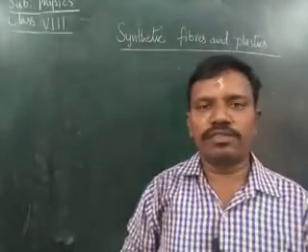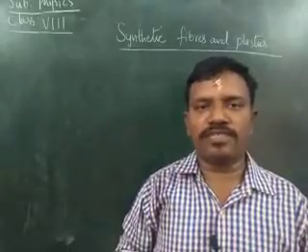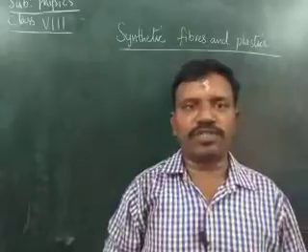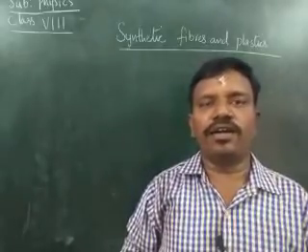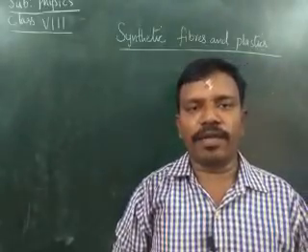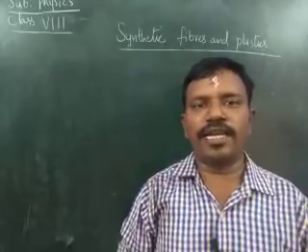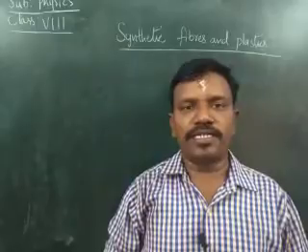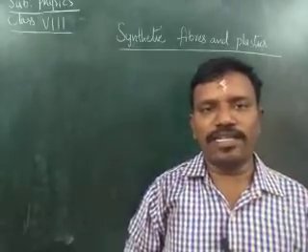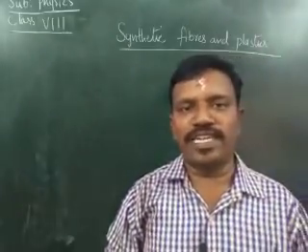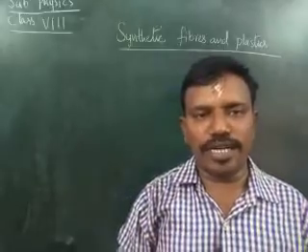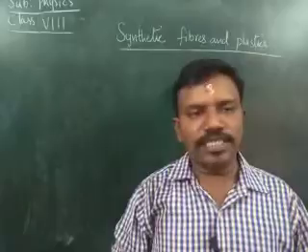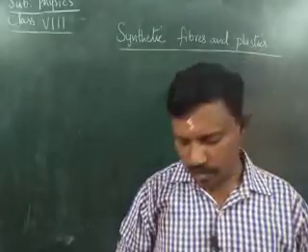Good morning, children. In the last class, we learned about the different codes of the synthetic fiber. In that, we learned PET, that is polyethylene terephthalate. The second one is HDPE, that is high density polyethylene. The third one is PVC, that is polyvinyl chloride, and the fourth one is LDPE, that is low density polyethylene.